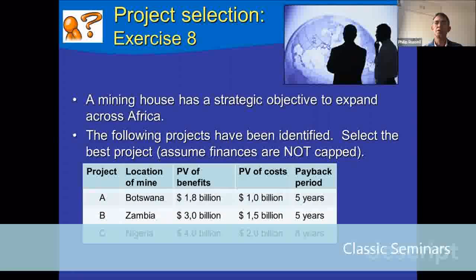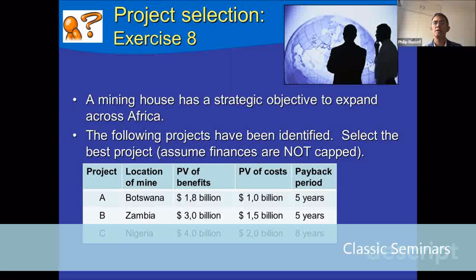A mining house has a strategic objective to expand across Africa, and the following projects have been identified. Select the best project and assume that finances are not capped. So we have project A, which is located in Botswana. The PV of the benefits is 1.8. The PV of the costs is 1 billion. And the payback period is 5 years.